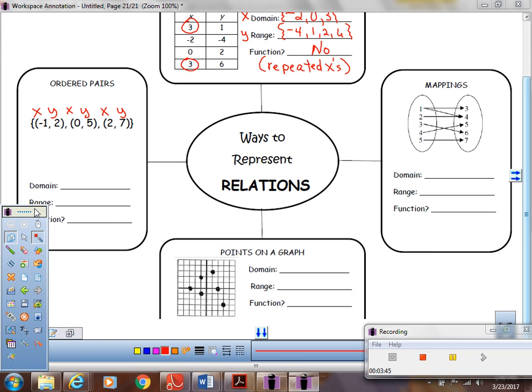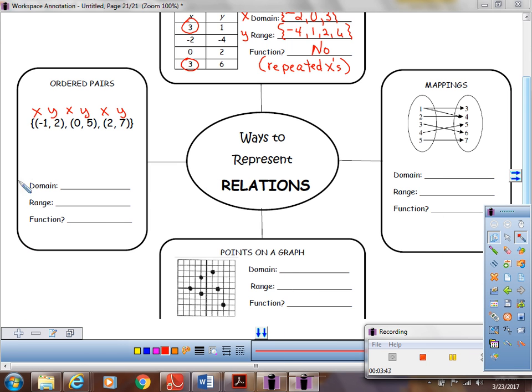So let's list them. And again, you want to list them from left to right. So your domain are the X's only. I'm going to highlight them so we can look at them first. We have a -1, we have a 0, and we have a 2. And they're already in order, actually. So let's put them in order. -1, 0, and 2.